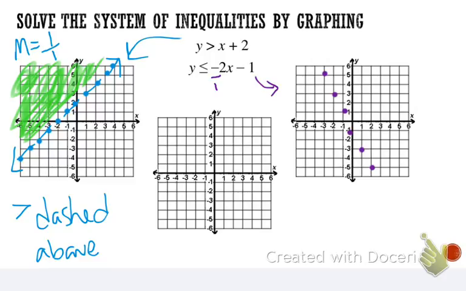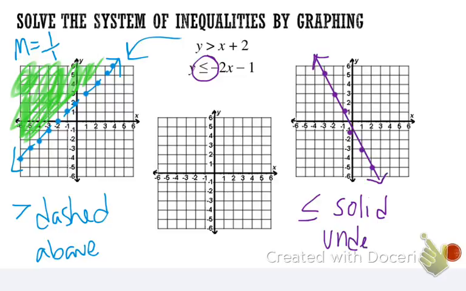This inequality, for this particular one, says that you should have a solid line. So here's my solid line. And you're going to shade under the line because that is the less than symbol. So you're going to shade below the line.